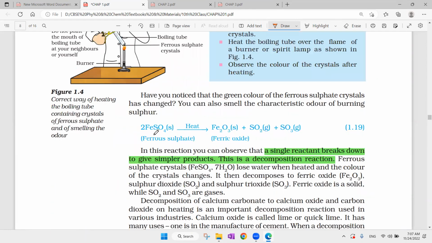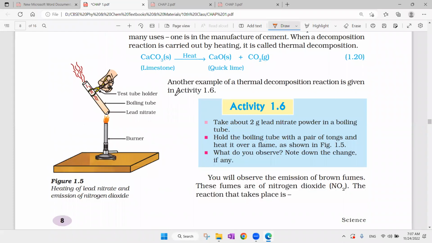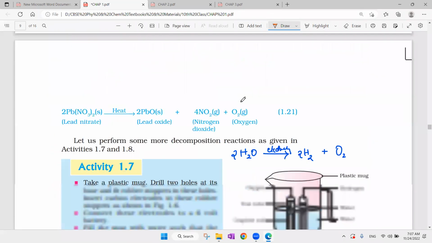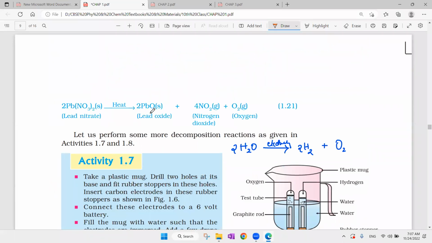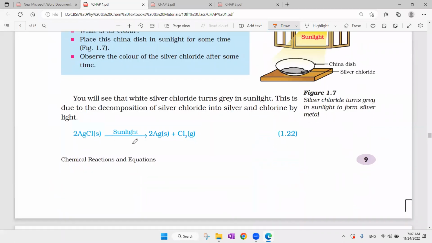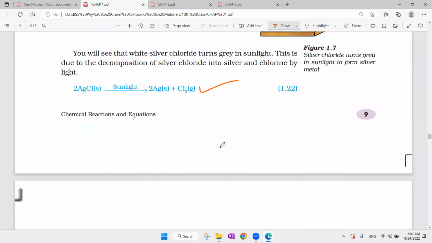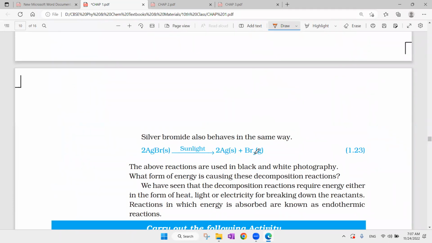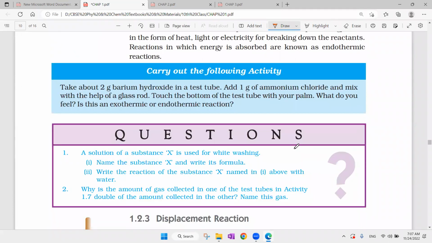Ferrous sulfate gives rise to ferric oxide plus sulfur dioxide plus sulfur trioxide. Calcium carbonate gives rise to calcium oxide plus carbon dioxide. Lead nitrate gives rise to lead oxide plus nitrogen dioxide plus oxygen. Silver chloride gives rise to silver plus chlorine. Silver bromide gives rise to silver plus bromine.